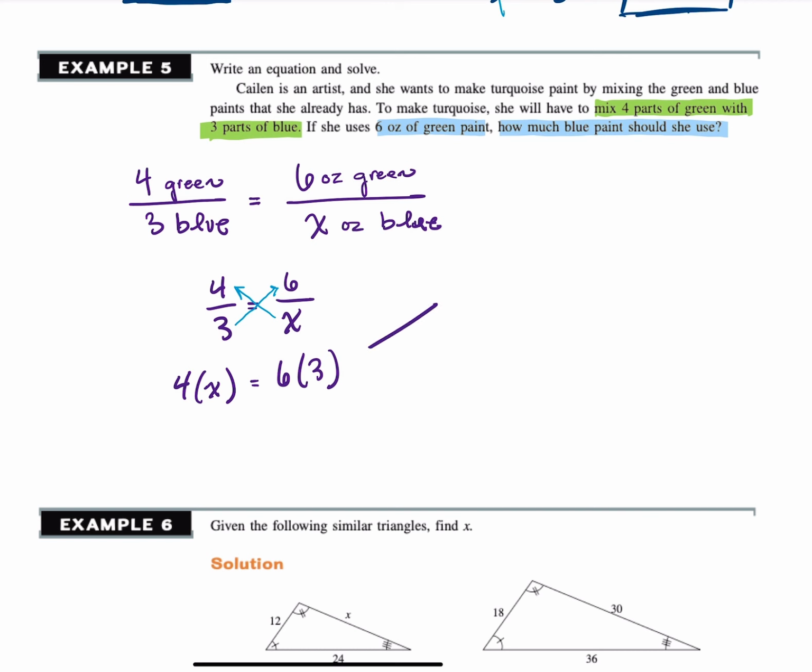And let's jump over here. 4 times x is just 4x. 6 times 3 is 18. So we have 4x equals 18. So let's solve by dividing both sides by 4 to get x on its own. So x equals 18 over 4. Let's try to reduce this. I know I can divide by 2 at least. So let's divide the 18 by 2 and divide the 4 by 2.